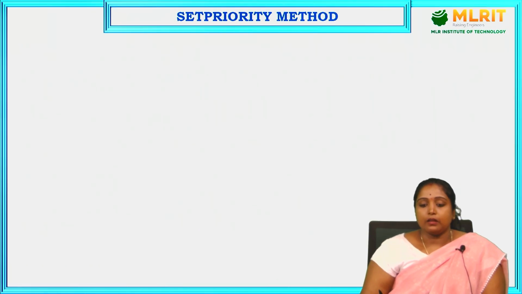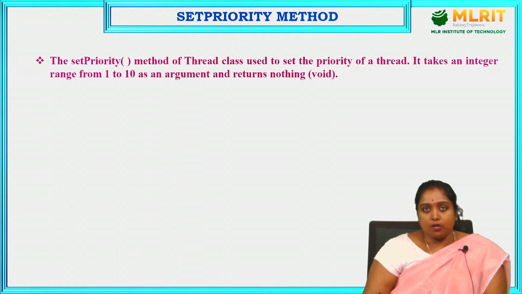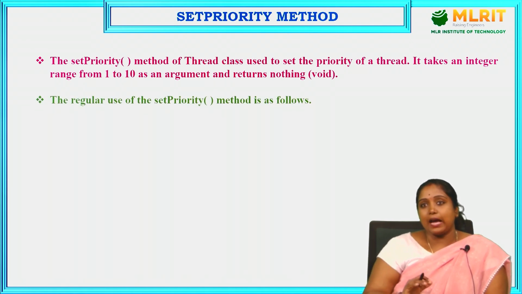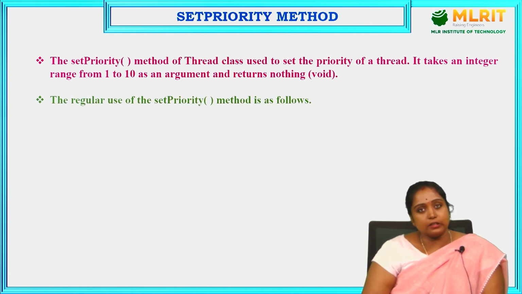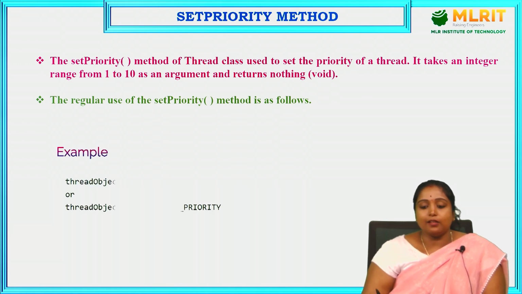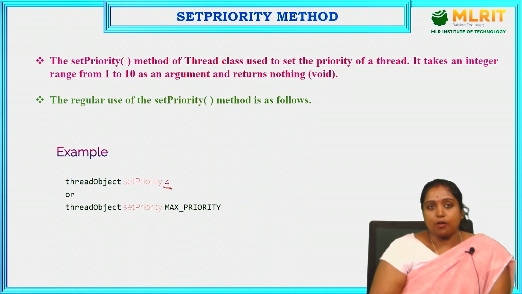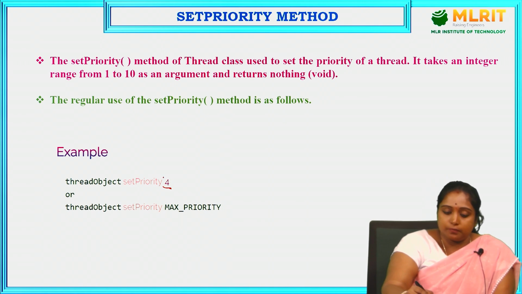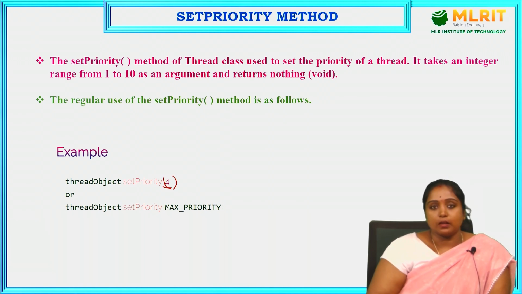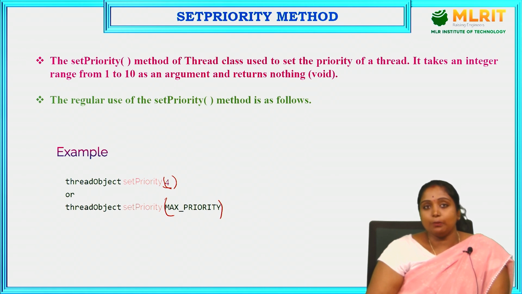Okay, so coming to the setPriority method. The setPriority method sets the priority of that particular thread, and it takes an integer in the range as an argument and returns nothing. The regular use is like this: you can set priority 4, priority 5 or priority 10. Or you can go with MAX_PRIORITY, MIN_PRIORITY or NORM_PRIORITY. Anything you can write like this.